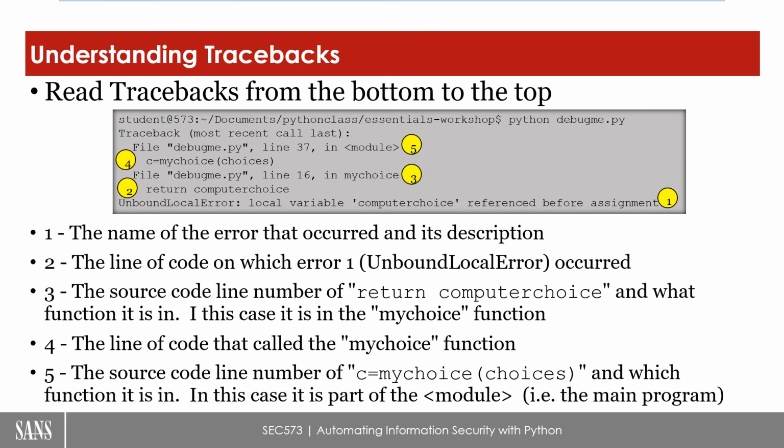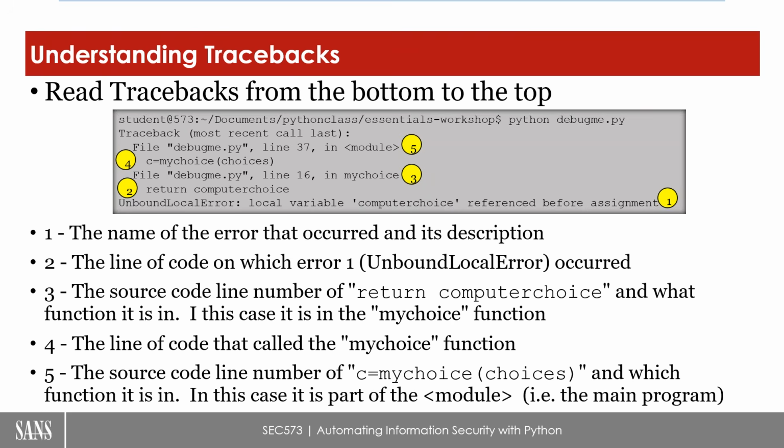Now, when you read a traceback, you start at the bottom. So unlike normal reading where we read from top to bottom, when we're reading a traceback, we read from the bottom to the top. So the first thing I would start with is this last line, and here it's labeled line 1. And here we can see we have an UnboundLocalError, colon, and then a description of this problem. Now, UnboundLocalError is what Python considers this error. And then the thing that follows is a description of it that's related to my program. And it tells us that the local variable called computer_choice was referenced before it was assigned. And this is considered an UnboundLocalError.